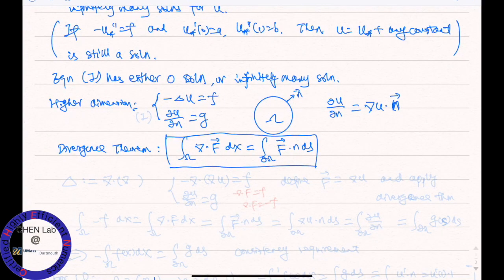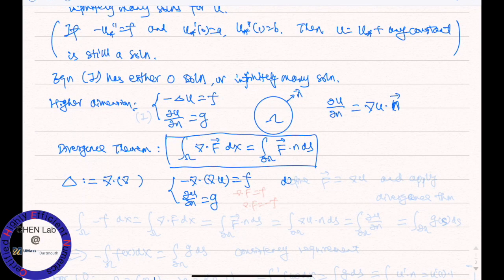And recall that the Laplacian is the divergence of the gradient. So for 2D or 3D, we have the divergence of the gradient of u is equal to f, and then du/dn is equal to g.